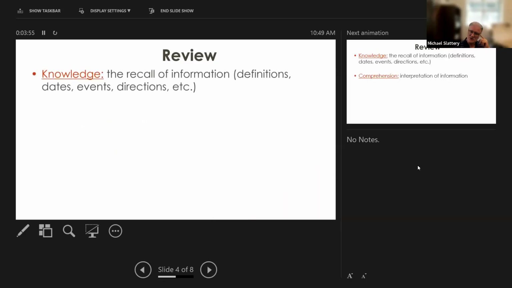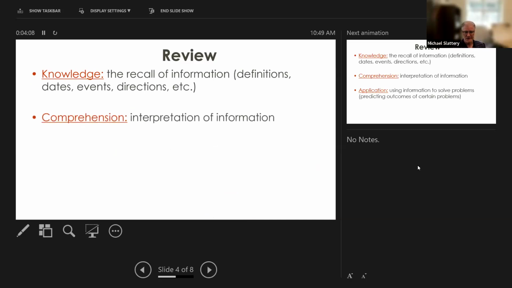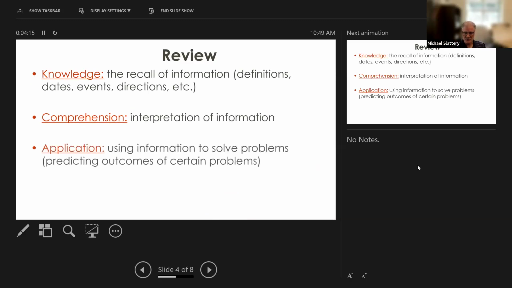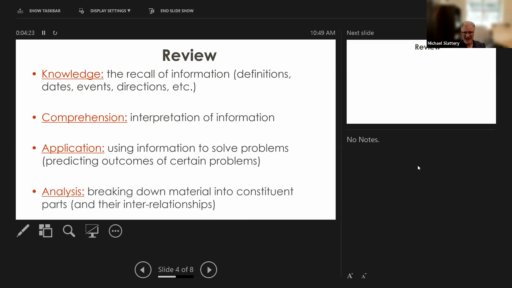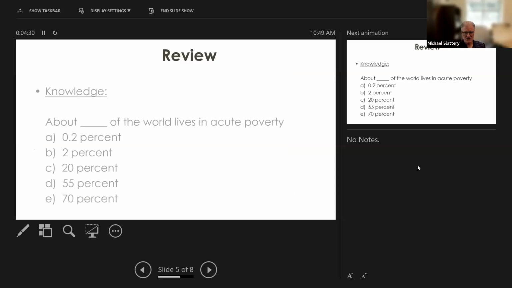So there are 4 types of questions that I set in an exam. One is knowledge-based questions. I've referred to this already in terms of the recall of information, dates, events, important people, and so on. There are questions that are focused on comprehension, right? Interpreting some information that I give you. There's application, which is using some information or an equation or something to solve a problem. And then there are analytical questions, breaking down material into various constituent parts. So here's an example of each. Just as an example, right?